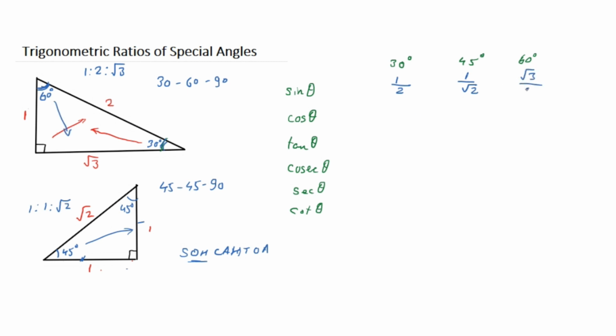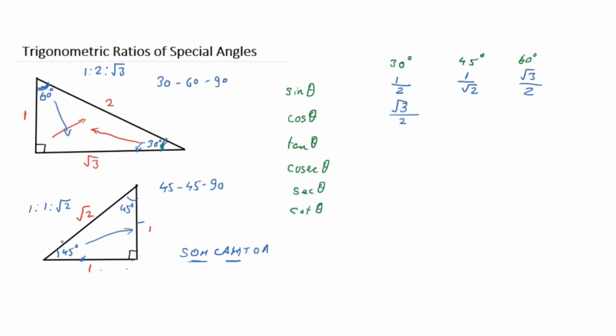Similarly, we can find the cosine of 30, 45, and 60. So cosine is going to be adjacent over hypotenuse. Look at the 30-degree angle. The adjacent side is going to be root 3. So adjacent over hypotenuse of the cosine would be root 3 over 2.